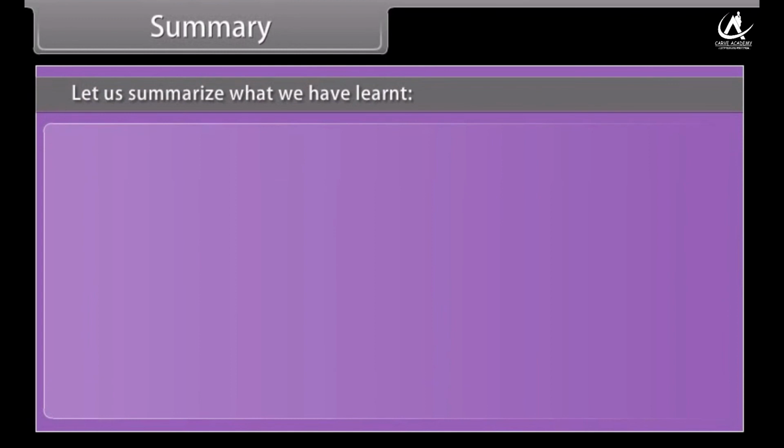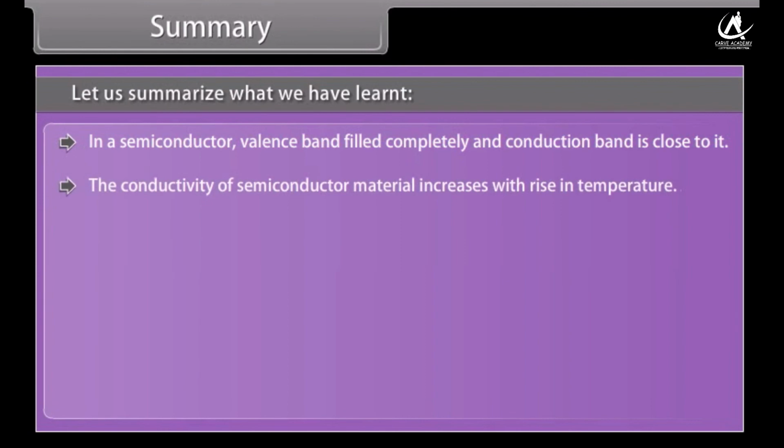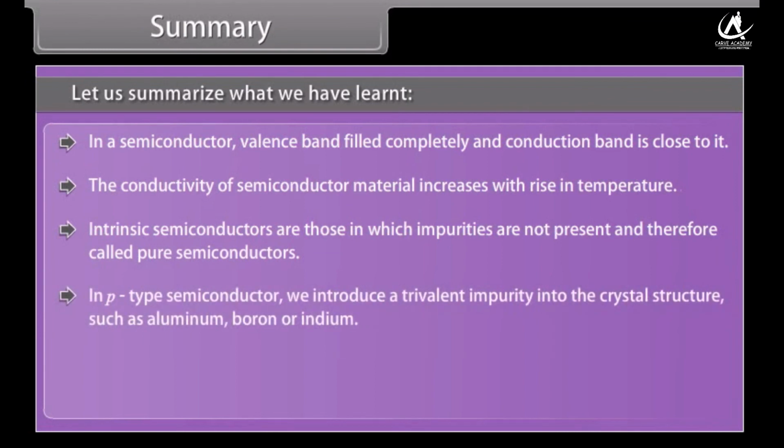Summary. Let us summarize what we have learned. In a semiconductor, the valence band is filled completely and the conduction band is close to it. The conductivity of semiconductor material increases with a rise in temperature. Intrinsic semiconductors are those in which impurities are not present and are therefore called pure semiconductors. In a p-type semiconductor, we introduce a trivalent impurity to the crystal structure, such as aluminium, boron or indium.